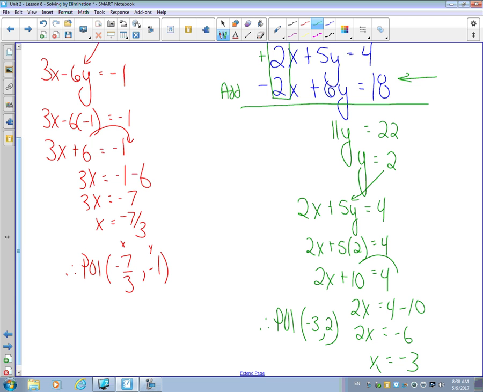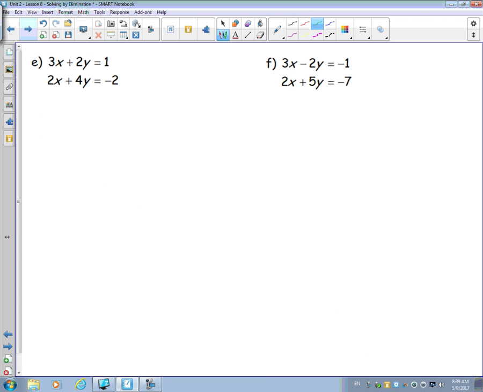Okay, let's look at the next problem. You guys can try this one. So pause it, give it a try. Looking for things that are the same. A 3 and a 2 are different, a 2 and a 4 are different. How can I make them the same? Well, if I times this by 2, I'll end up with 6x, 4y, and 2. That's helpful because my y is matched now. So I'm going to ignore this equation right now, and use the bottom two.